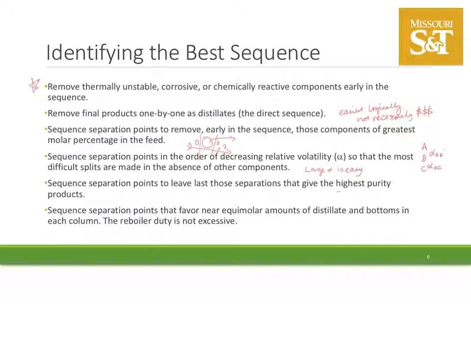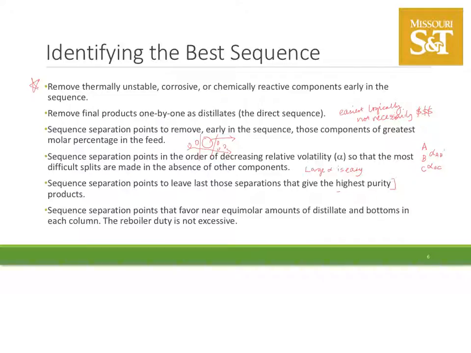It says here, sequence separation points to leave last those separations that give the highest purity products. It's going to be very difficult to get a high purity product if you've got a whole bunch of other chemicals in there. It isn't too bad when you reach the point when you're down to a binary mixture to get to a very high purity, unless, of course, you have something like an azeotrope forming. But so save these high purity final products as a final stage.